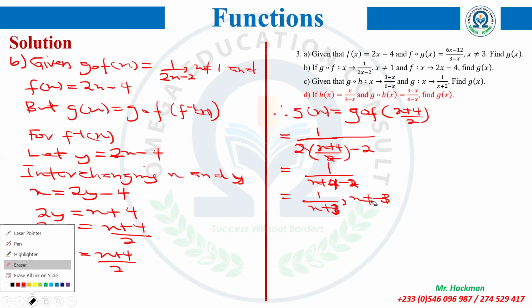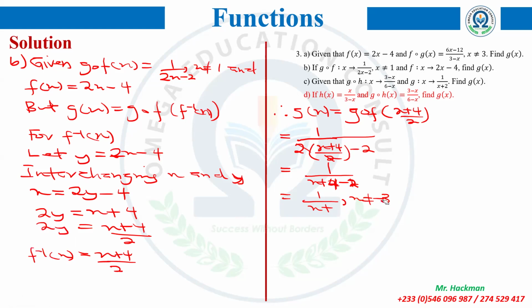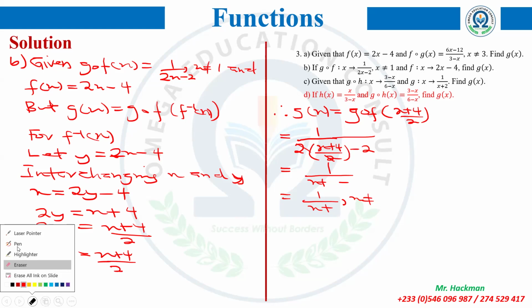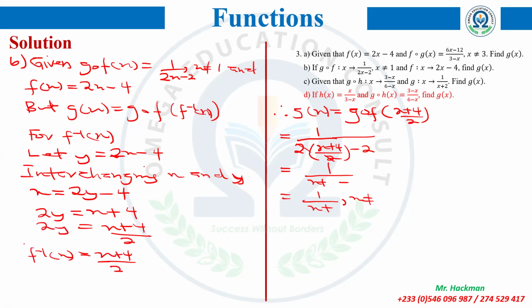So let me do the needful here. I will clear this. You are supposed to cancel it and write it again. So this is plus 4. Then why did I write 1? So this will give you x plus 2. Is that clear now? So minus 2. Is it better now? Yes, please. Okay, so that's it.